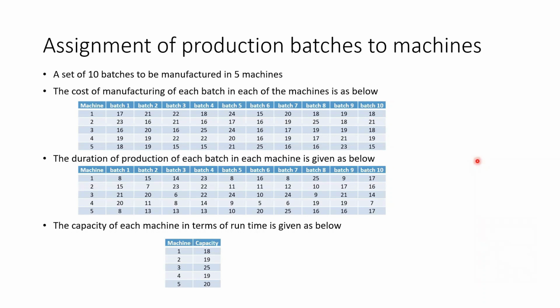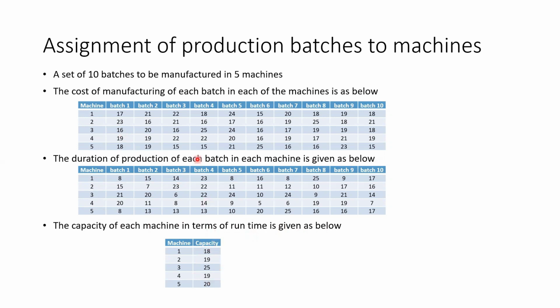Hello everyone. Today we try to optimize the assignment of production batches to machines. The problem has 10 sets of batches which are to be manufactured in 5 machines. The cost of manufacturing of each batch in each of the machines is given as below. The duration of production of each batch in each of these machines is given as below. And the capacity of each machine in terms of the duration is given as below.